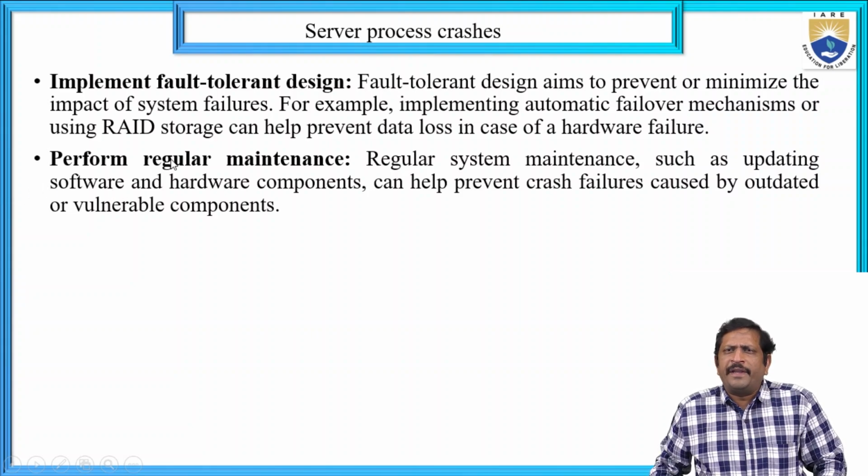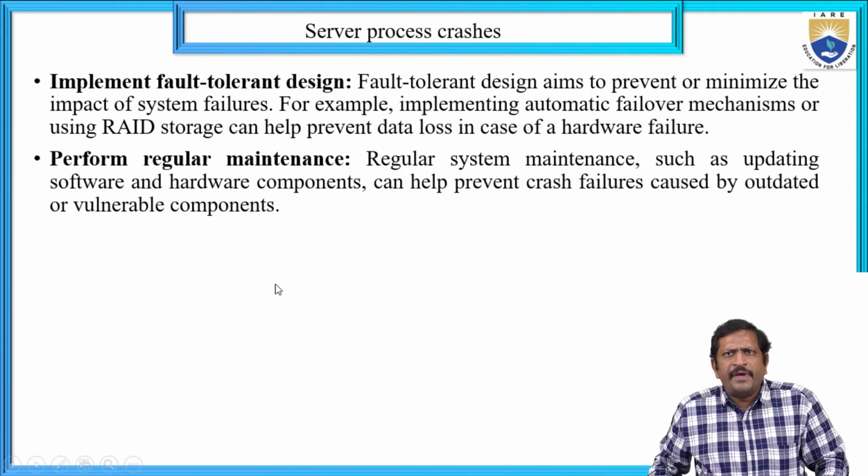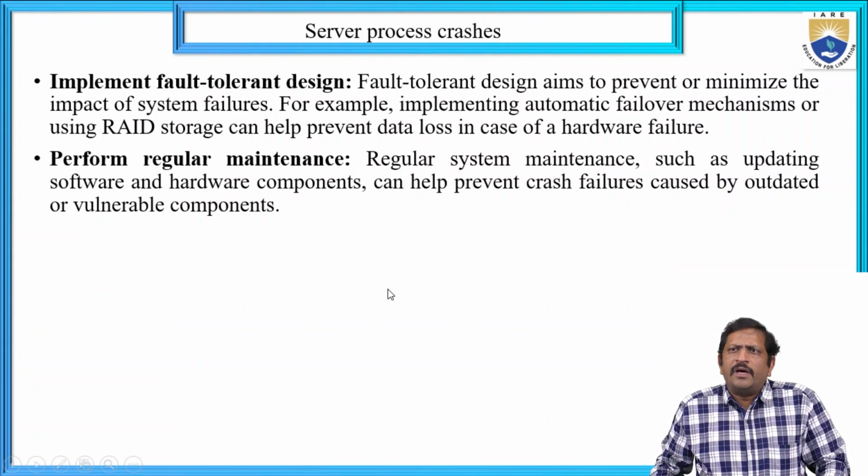Perform regular maintenance. If a system is not maintained regularly, these types of issues generally arise. That means regular system maintenance, such as updating software. Suppose the software expires; now you have to update it from time to time. Updating software is maintenance, and so is hardware component replacement, which can help prevent crash failures caused by outdated or vulnerable components.